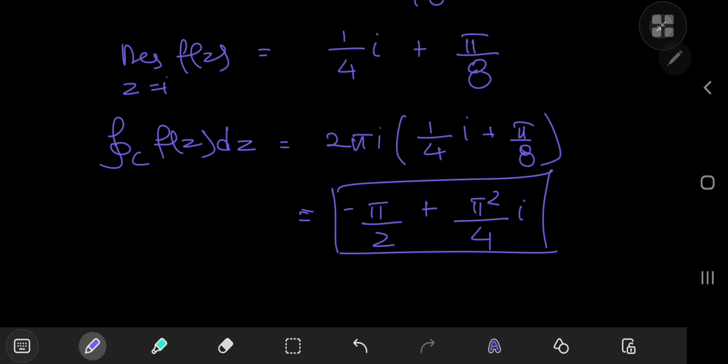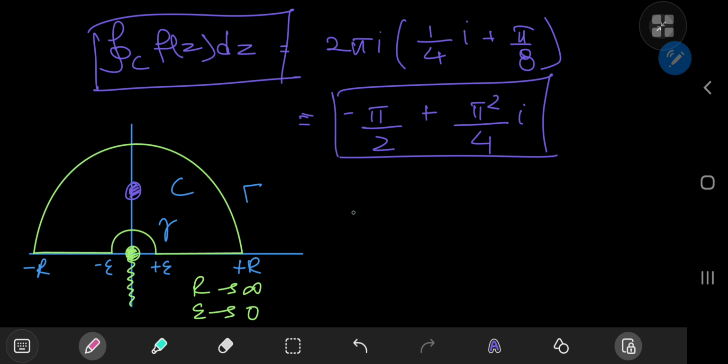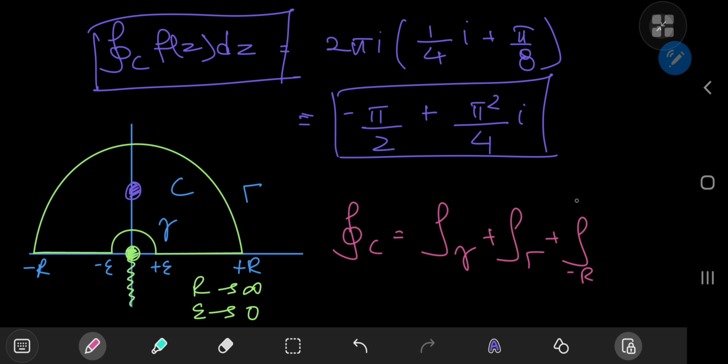But again, we have to break down this integral into a few integrals over the various curves involved. There it is, the contour boy again. And the integral over C evaluates out to an integral over lowercase gamma plus the integral over uppercase gamma plus the integral from negative R to negative epsilon plus the integral from epsilon to R. And again, we're interested in these limits.